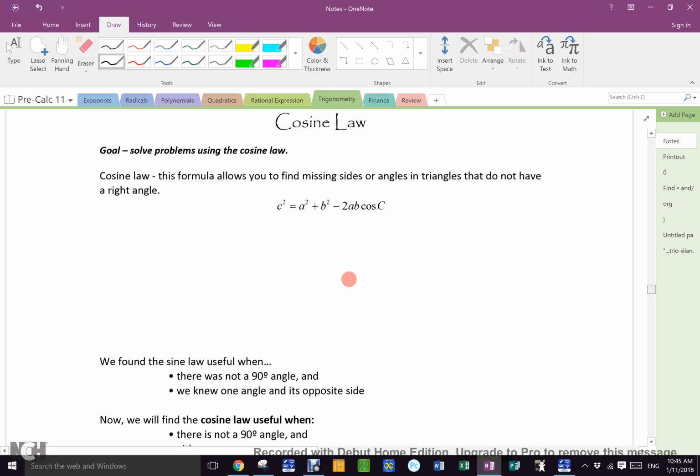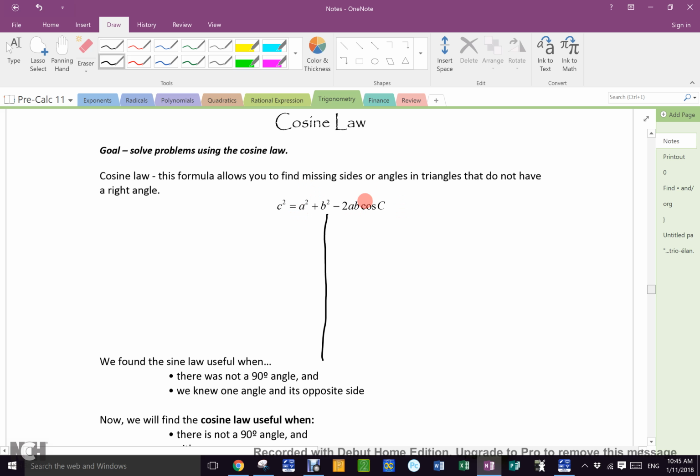Okay, now guys, there is something a little bit weird here. I need you to draw a line down the middle of the page because the cosine law has two different versions depending on what you're trying to do. Okay? Everybody cool?